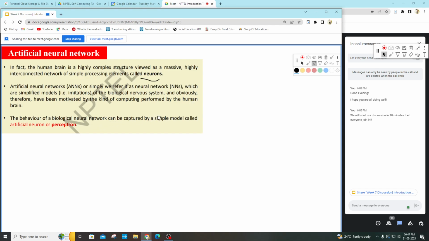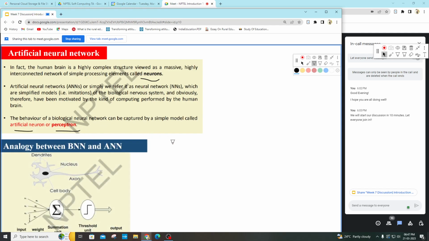And the artificial neuron is also known as perceptron. So let me show you this by drawing an analogy between biological neuron and artificial neuron. The above one is a biological neuron and the below one is your artificial neuron. This is the structure of your biological neuron.